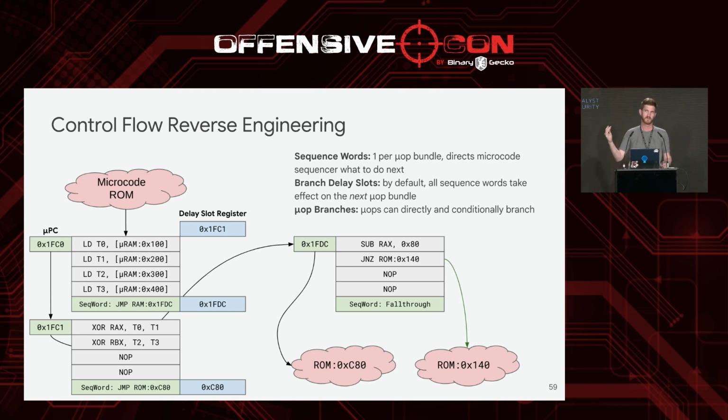One thing that makes this more complicated is the architecture uses branch delay slots, which essentially means that all of these sequence words don't actually apply until the next quad finishes, which mostly makes it harder for us to reverse engineer this. We have to keep track of what the previous delay slot was, and especially with conditional branches, it gets a little complicated. And then finally, the actual micro-ops themselves can jump, right? We can have some kind of JNZ or something similar to what you're used to in x86.